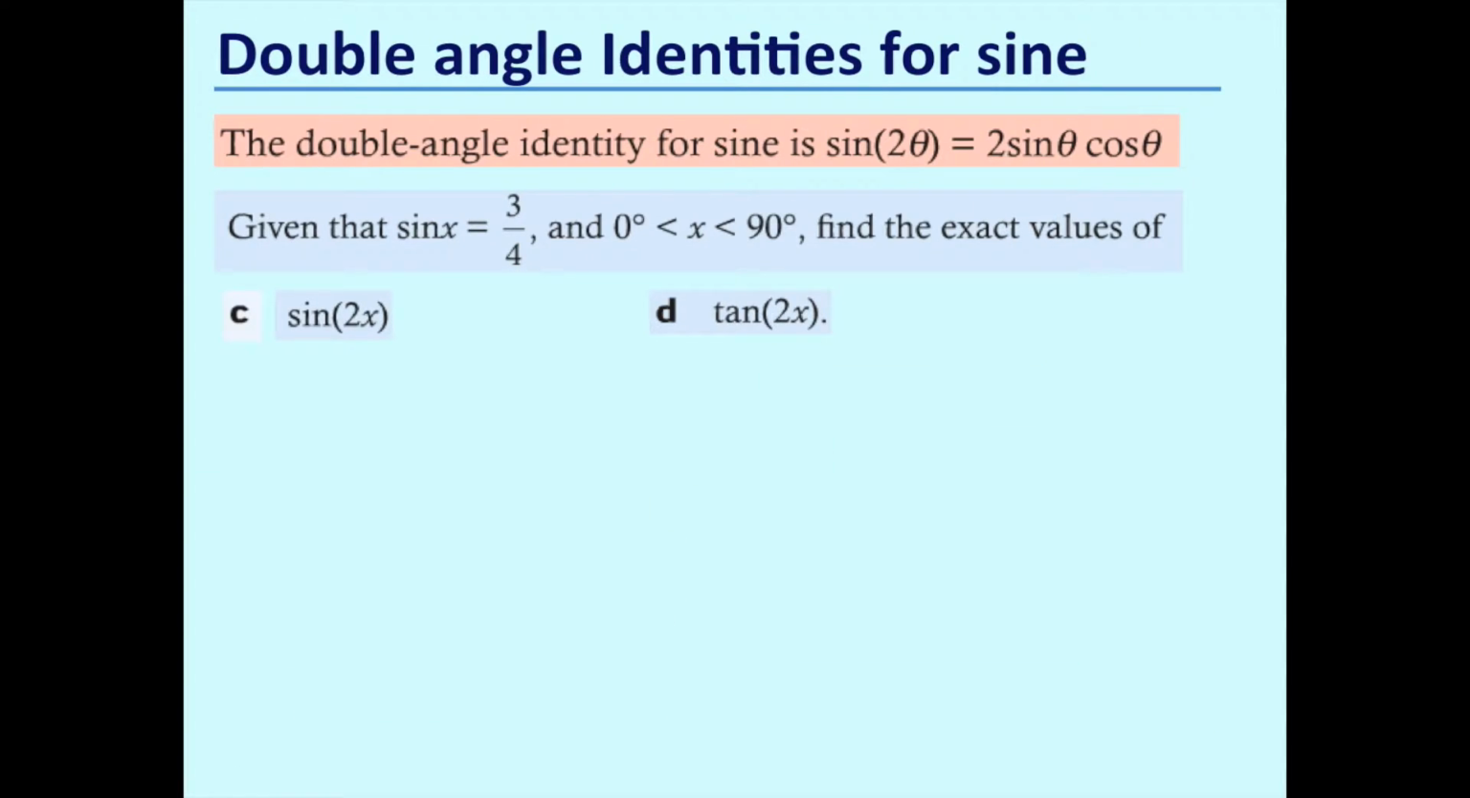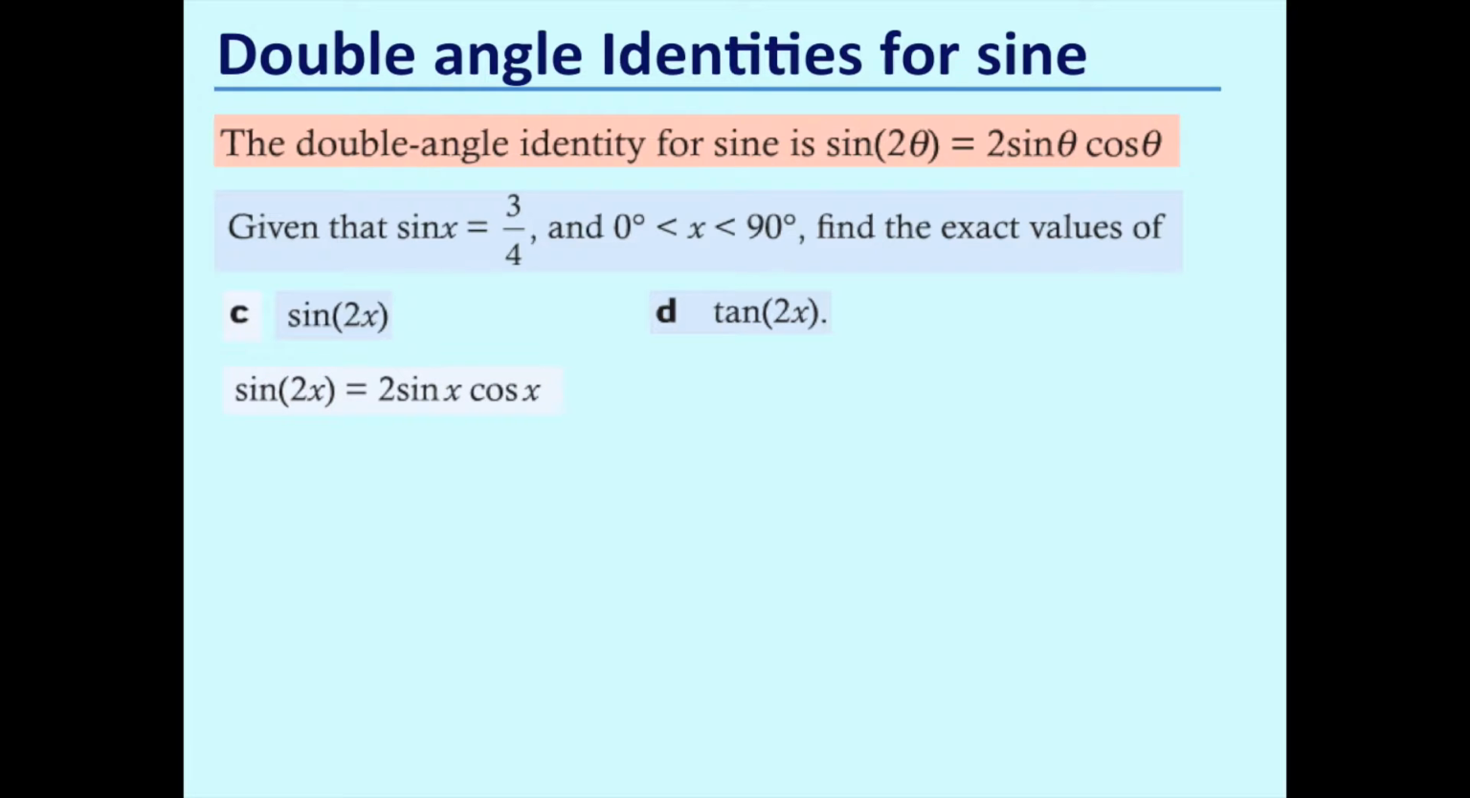So we will look at here part C and D of a question which we started in the previous video. So if you haven't done the previous video, before you start this, it is worth trying to find out what cos x is. So given that sine x is 3 over 4 and it's an acute angle, if you haven't already done part A and B, first thing you should try and do is find cos x and then have a look at these two parts here.